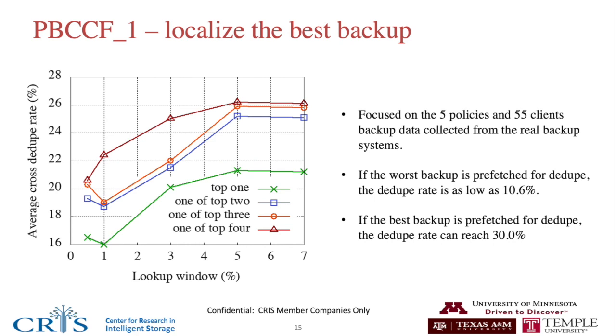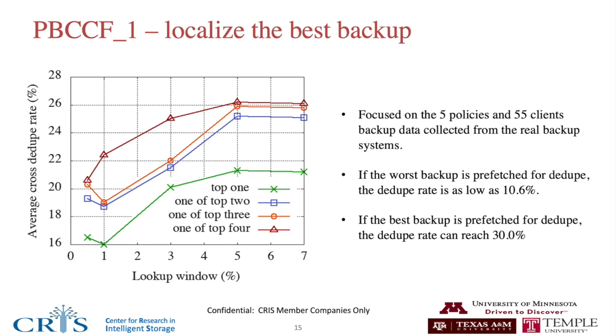And now we define the PBCCF1. It will prefetch a single backup from the candidates to dedupe, for testing the ability of the PBCCF to localize the best backup. We focus on 5 policies and 55 clients' backup data collected from the real backup system. If the worst backup is prefetched, the DDU rate is as low as 10.6%. But if the best one is prefetched, the DDU rate can reach 30%.